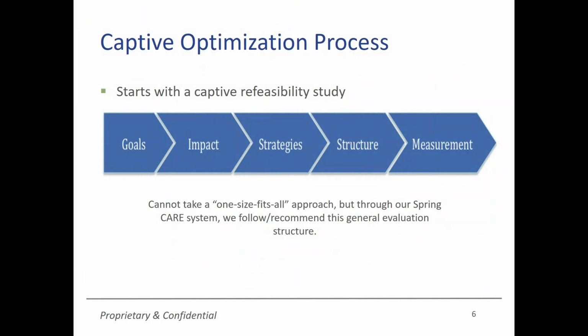Now to move on with the captive optimization process. And this starts with the captive refeasibility study. There are five stages in this process. This begins with the assessment of the goals stage, reviewing the impact, going over the strategies, and then onto the structure, and then concludes with the measurement phase. And there is not a one-size-fits-all approach, but through our Spring Care system, we follow or recommend this general evaluation structure when performing all captive refeasibility studies.